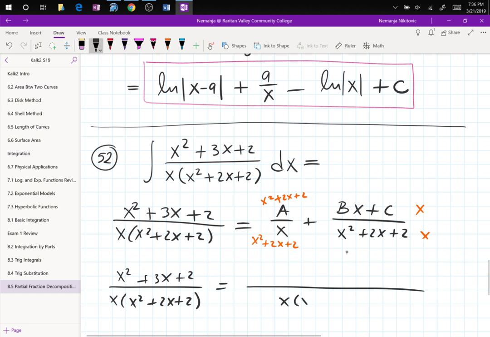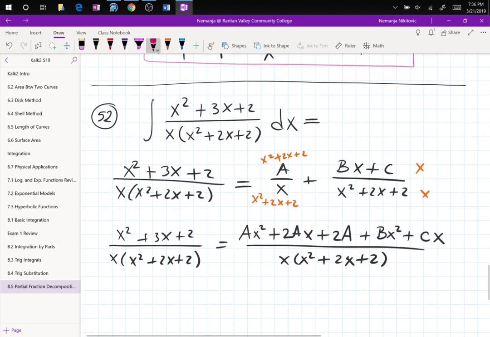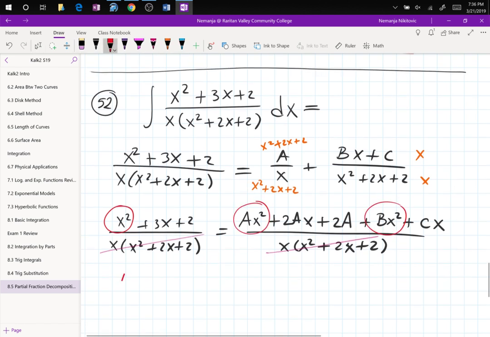So we have x squared plus 3x plus 2 divided by x squared plus 2x plus 2 equals. Common denominator is x squared plus 2x plus 2. And in the numerator I have ax squared plus 2ax plus 2a plus bx squared plus cx. Denominators drop, and I go with the red for the square equation. So a plus b is 1, coefficient of x squared.